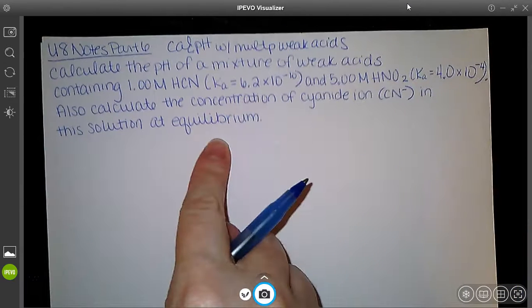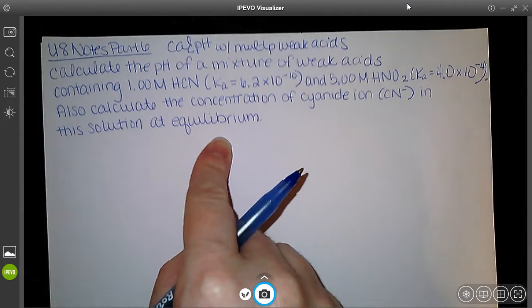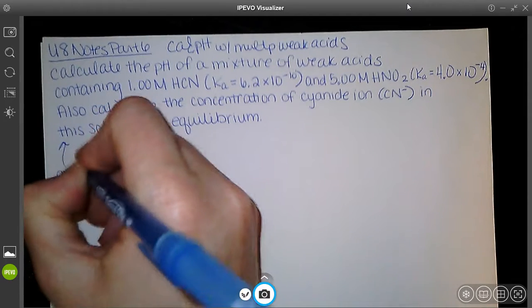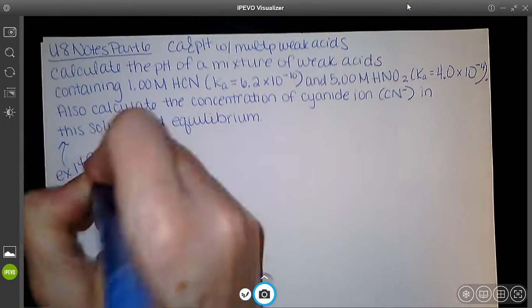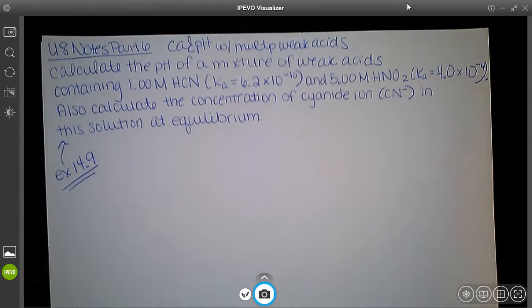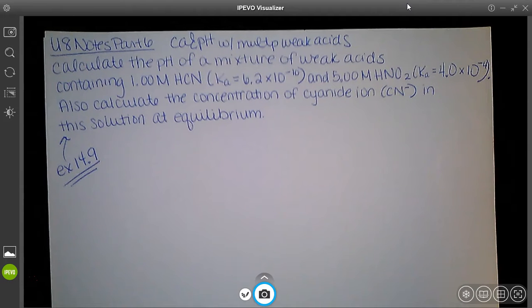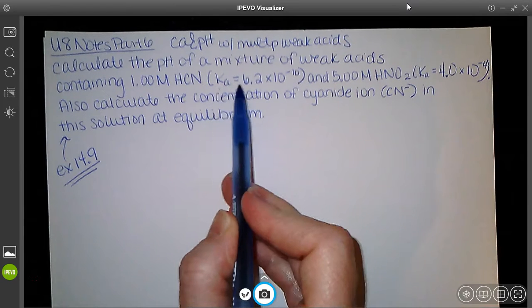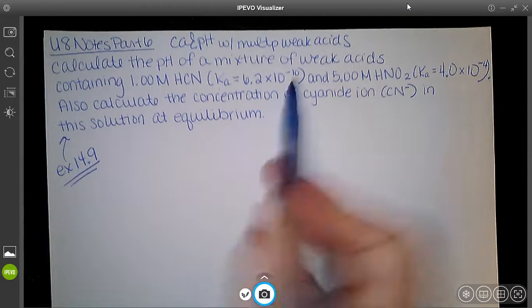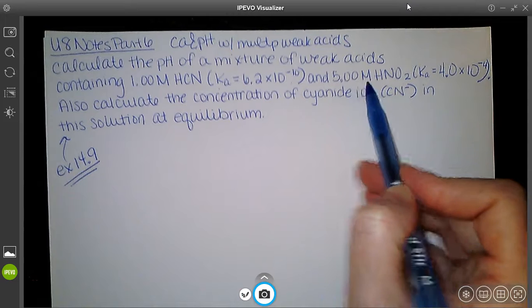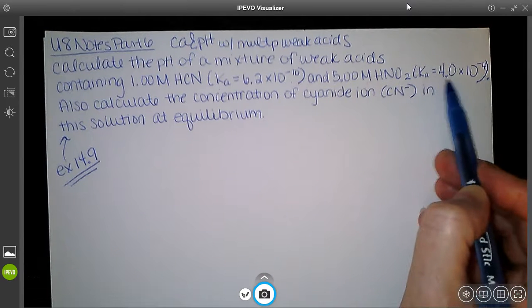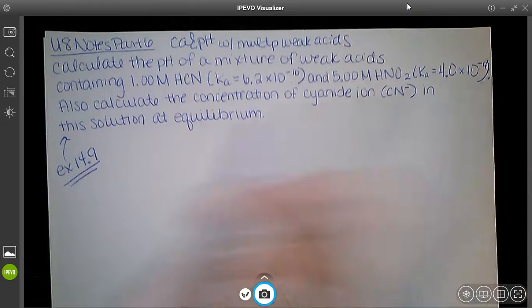So I've got a sample problem in your supplemental notes. This is example 14.9. Forgot to write it on the top. So we're going to calculate the pH of a mixture of weak acids containing 1.00 molar hydrocyanic acid, which has the Ka of 6.2 times 10 to the negative 10th, and 5.00 molar of HNO2, which has the Ka of 4.0 times 10 to the negative 4th.